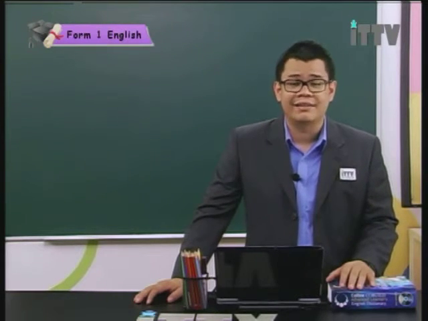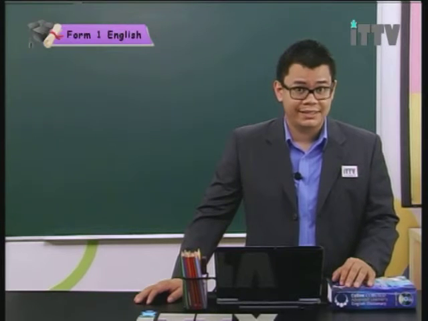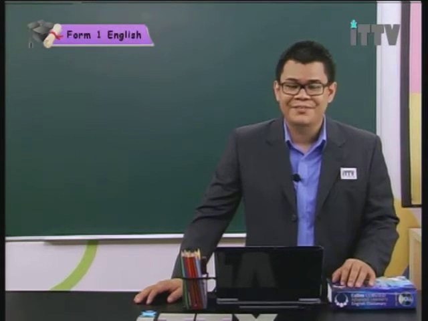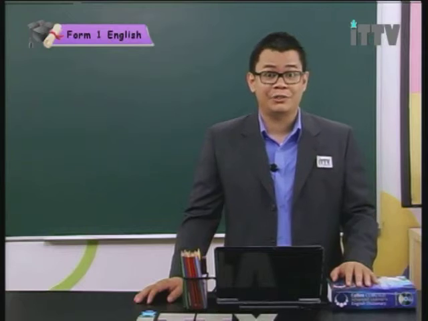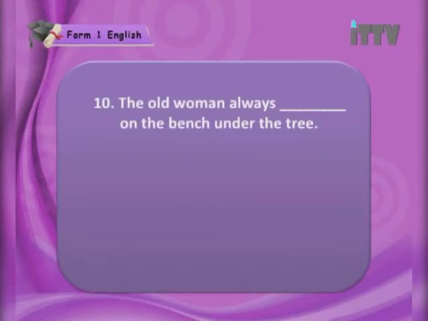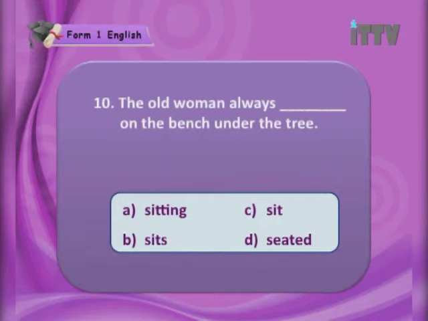And finally, the last question, question 10. Hope you get it correct. So let's look at the last question. The old woman always blank on the bench under the tree. A, sitting, B, sits, C, sit, and D, seated. You may write your answer now.